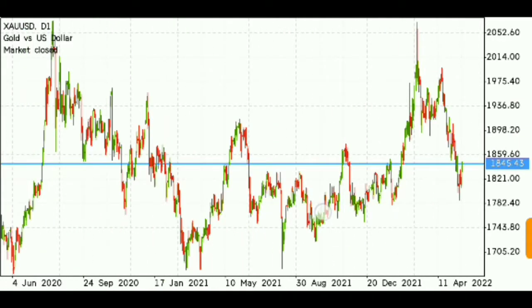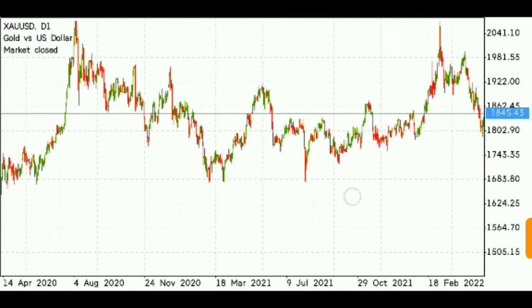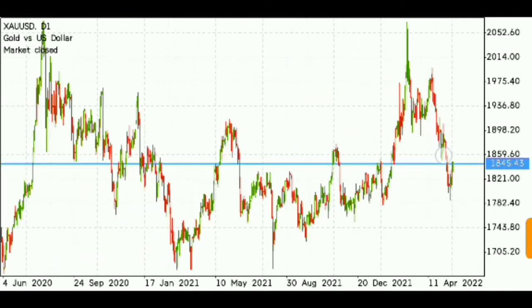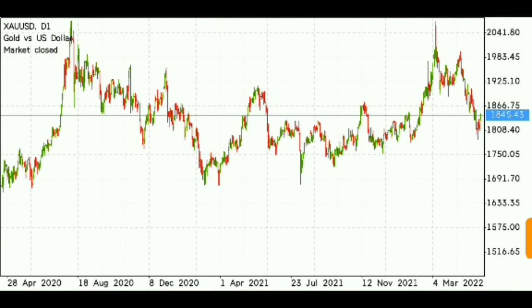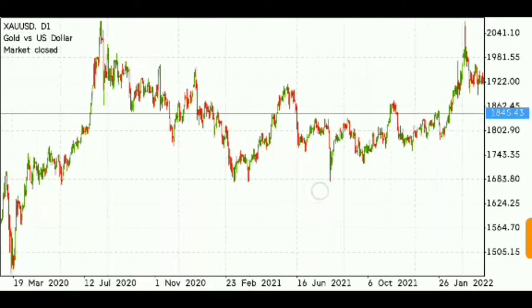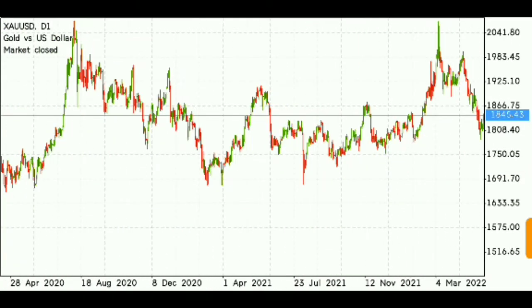Now if you want to draw your resistance, two times rejection is enough for you to identify that this place is either a resistance or a support level. What goes on for the resistance is the same principle you apply for your support level. Resistance is always at the top, like you've seen earlier, and support is always at the bottom.